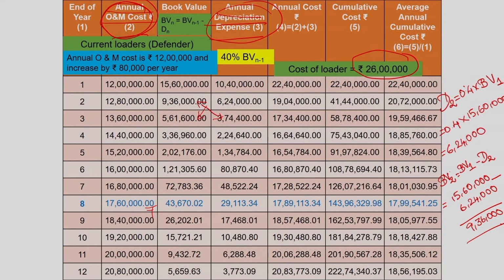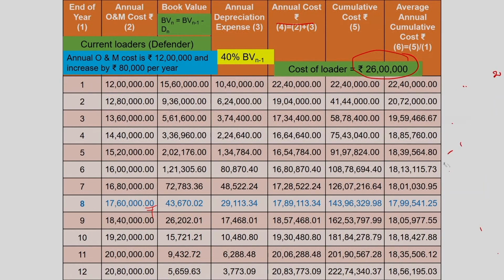Now let us calculate the total annual cost. It is nothing but your column 2 plus column 3, that is, your operating and the maintenance cost plus the depreciation. Add the operating and the maintenance cost and the depreciation, you will get the total annual cost. Say for the first year, your operating and the maintenance cost is 12 lakh. You add it with the depreciation at the end of the first year, that is 10 lakh 40,000. So, that gives you 22 lakh 40,000. So, that is the total cost for the first year.